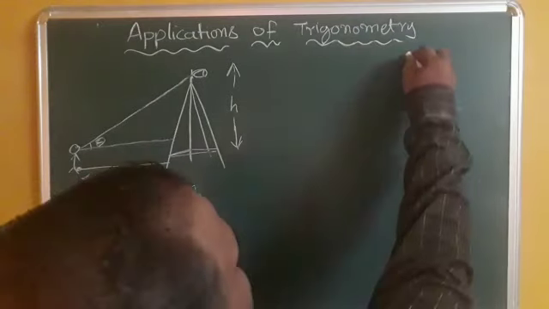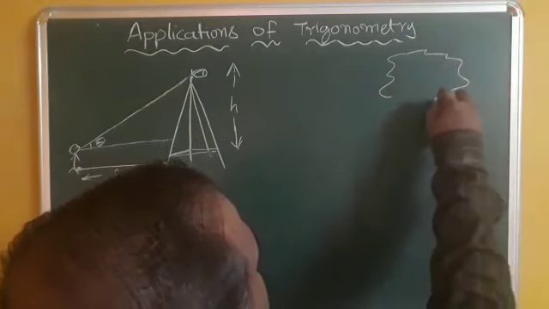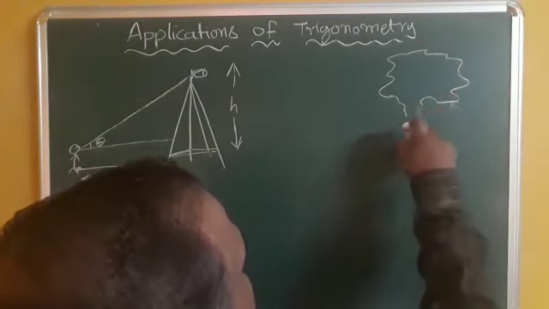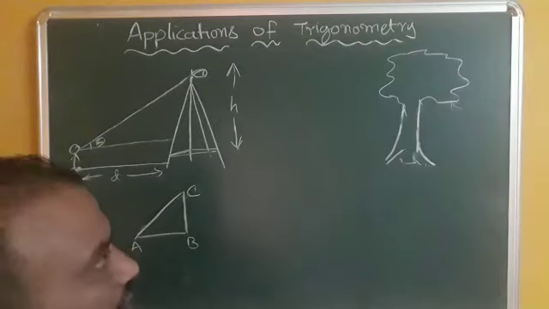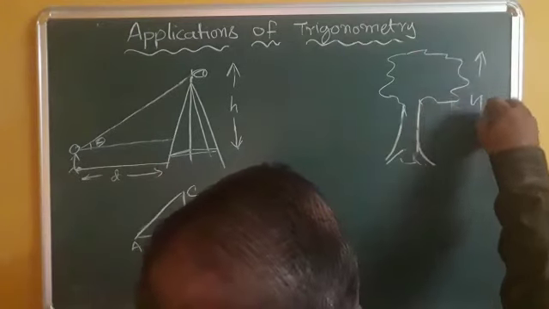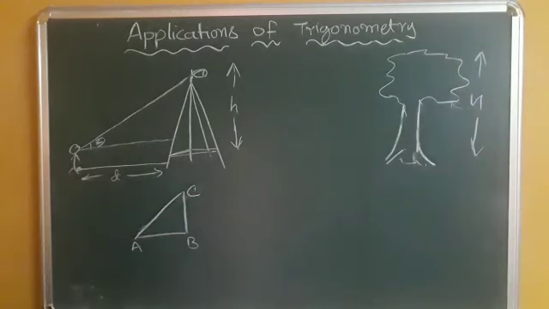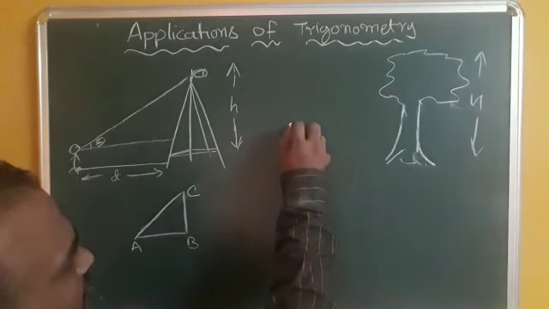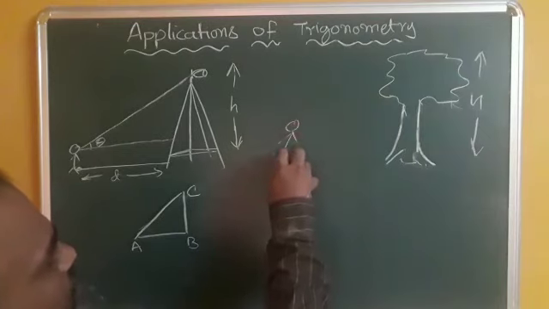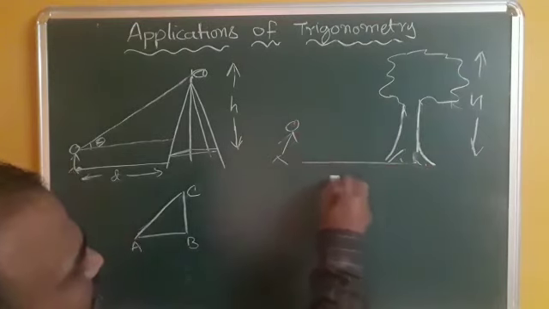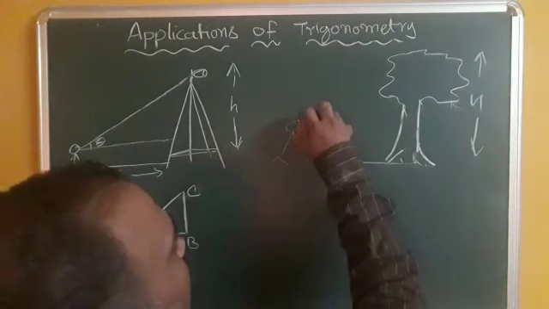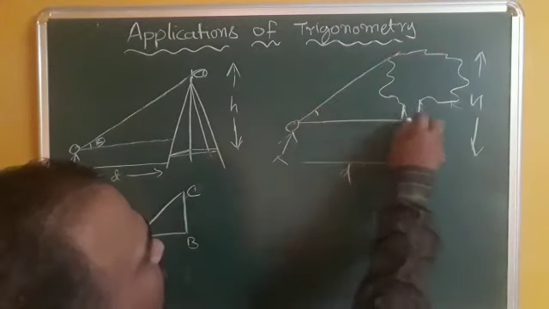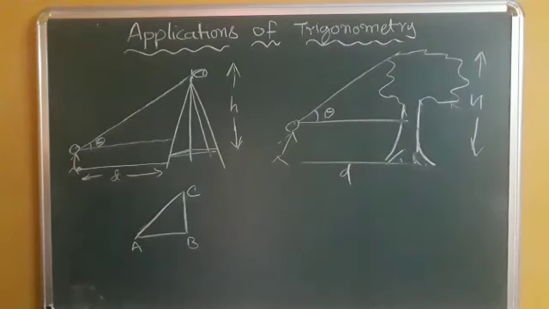Or the height of the tree. It is difficult to measure. So here also, the measurable distance is between the observer and the tree. The distance is possible to find, and the angle is also possible. Using these two measurements and trigonometric ratios, we will find the height.